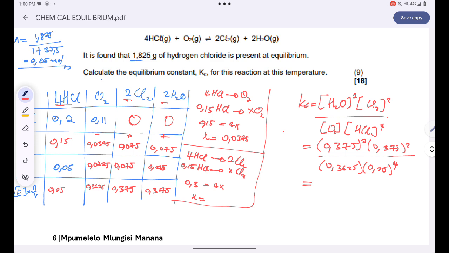Excuse me about that. So it's just 0.375 squared times another 0.375 squared over 0.3625 multiplied by 0.25 to the power 4. And then our answer is just 13.9655174, so 13.97. This is our Kc value. That's how, guys, we could have dealt with this question over there.